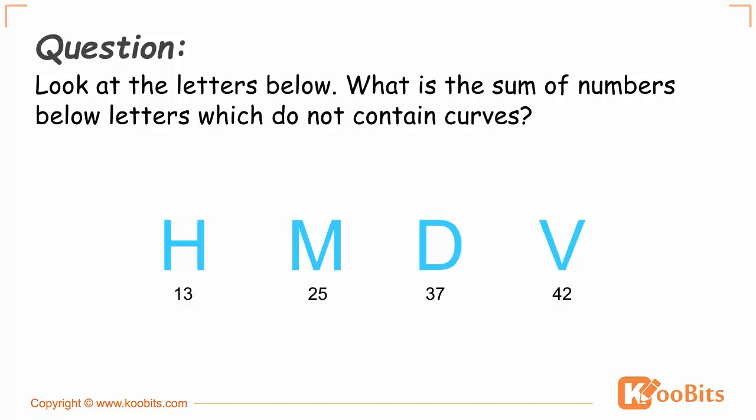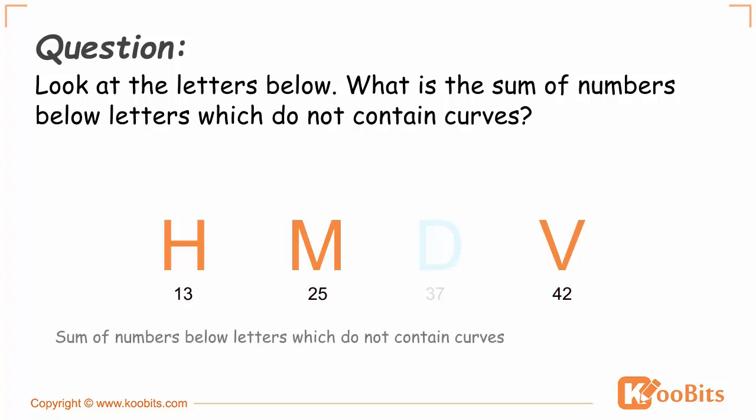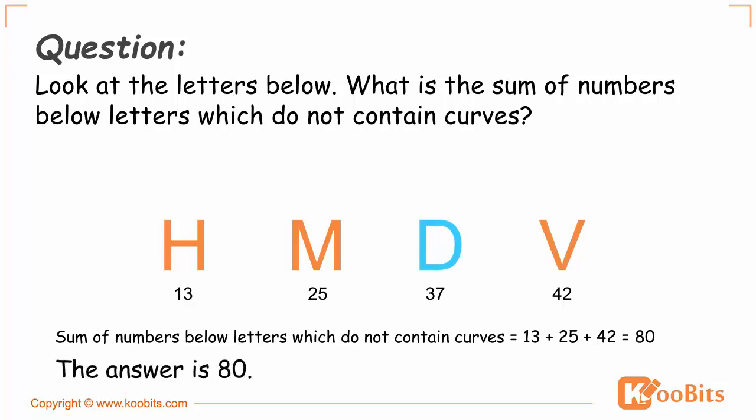Earlier, we observed that letters H, M, and V do not contain curves. Now let's note the numbers under them. H, M, and V have the numbers 13, 25, and 42 under each of them, respectively. Thus, the sum of these numbers is equal to 13 plus 25 plus 42 equals 80. Hence, the answer is 80.